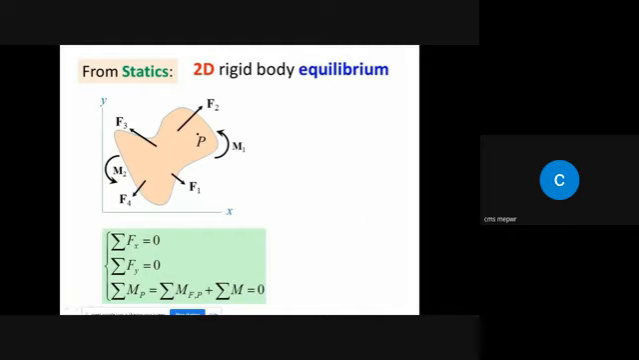These three equations are: the summation of forces in the x direction should be equal to 0, the summation of forces in the y direction should be equal to 0, and the summation of moments about any arbitrary point P should also be equal to 0. Again, remember that the total moment is the combination of the moment due to the applied forces as well as the external couples. The summation of all should be equal to 0. If these conditions are satisfied, then the object will remain in a state of equilibrium. So this is one example of the 2D case, 2D rigid body equilibrium.